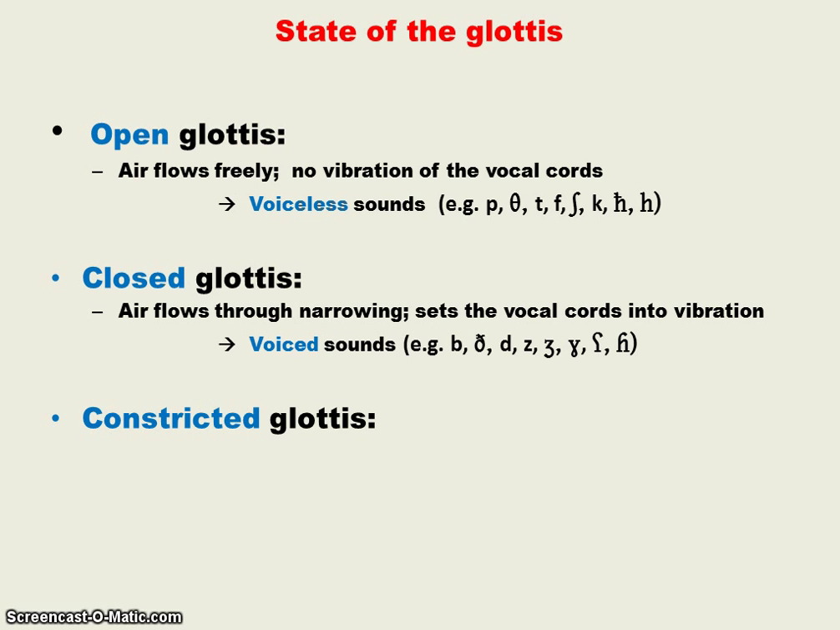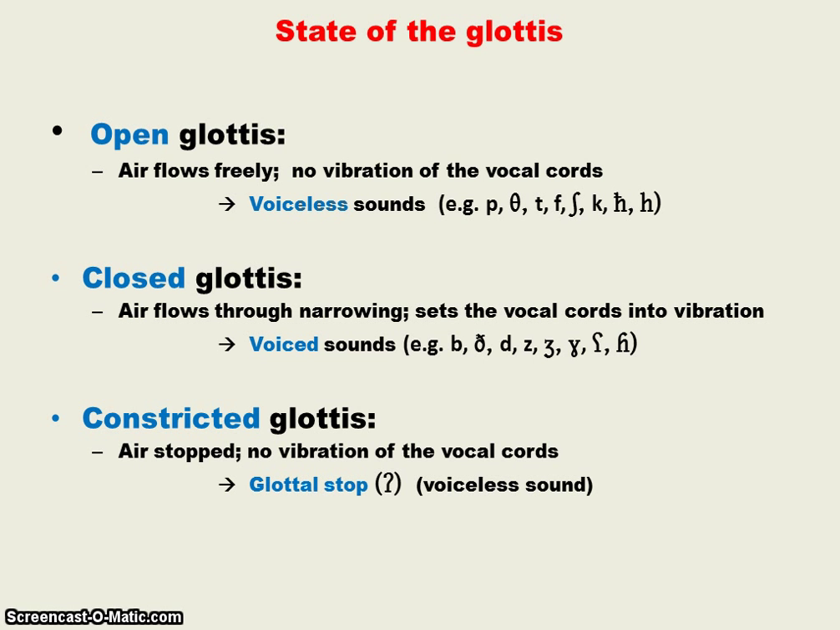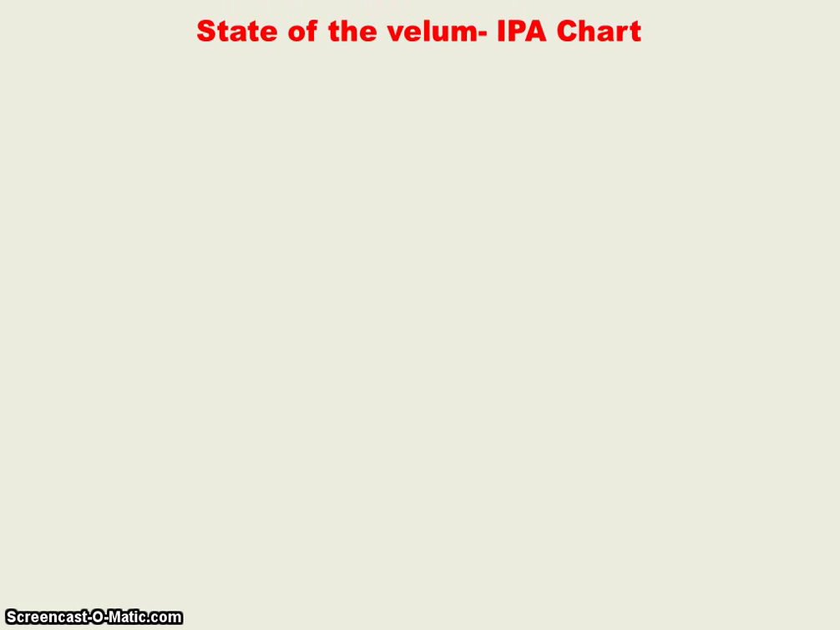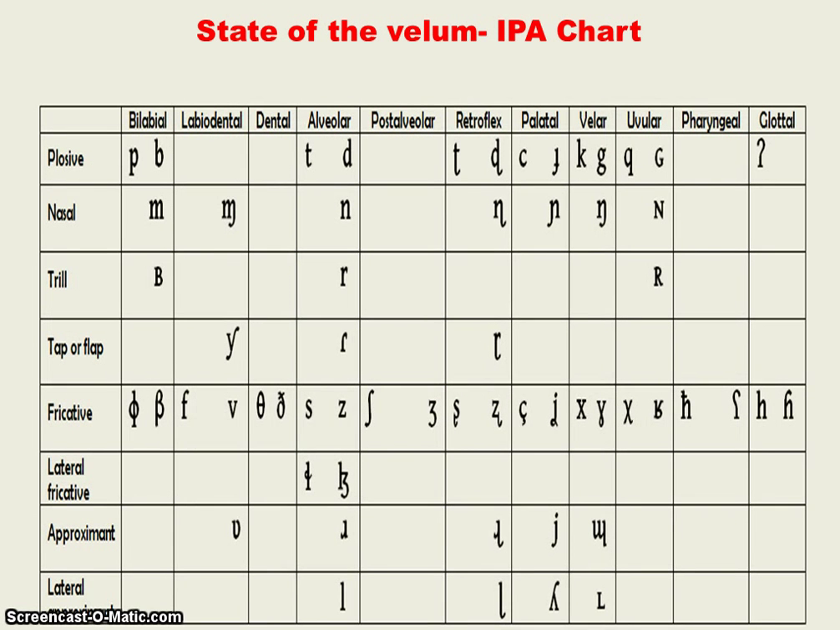The third type of configuration is when the glottis is constricted. In this case, the air is stopped and there is no vibration of the vocal cords. The only sound articulated this way is the glottal stop. Let's now see how the sounds on the IPA chart fare with these 3 types of configurations. We'll be circling the voiceless sounds using a red line and the voiced ones using a blue line. Here we go.